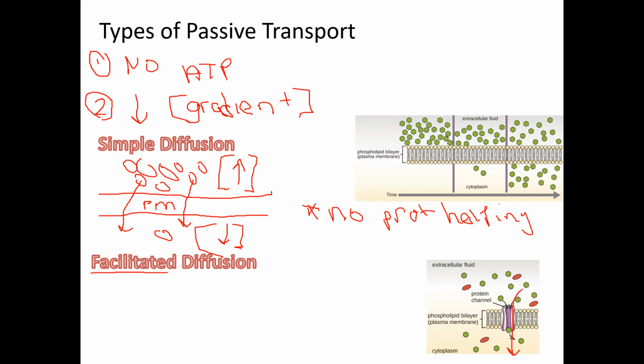So the only difference between facilitated diffusion and simple diffusion is that facilitated diffusion uses a transport protein. It uses that transport protein. And remember, that protein must be a transmembrane protein. It has to span the entire membrane and be hollow.